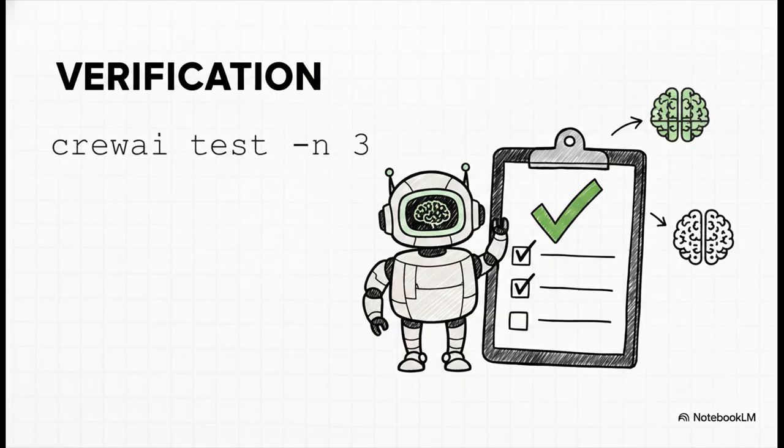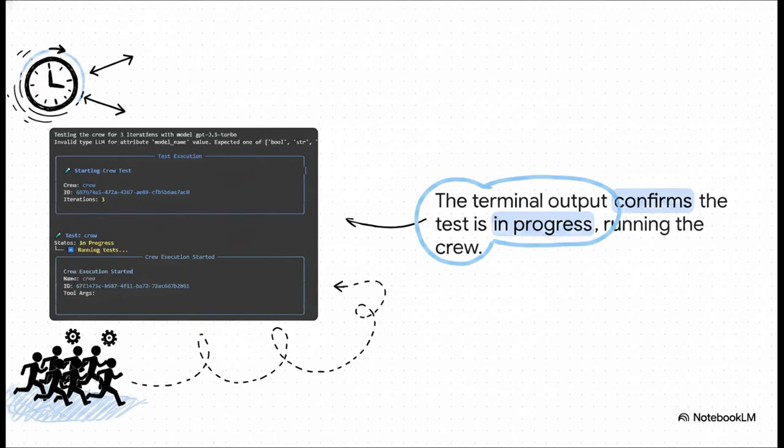So, if train is the workout, think of test as the final exam. This command isn't for improving your agents, it's for verifying their performance. It runs your crew a set number of times just to measure how consistently they do their job. You can even use it to see how your crew works with a different language model, which is perfect for A/B testing. As soon as you start the test, the CLI immediately tells you that the validation is in progress. That's your signal that the crew is being put through its paces, gathering the data you need to be confident that it's ready for the real world.